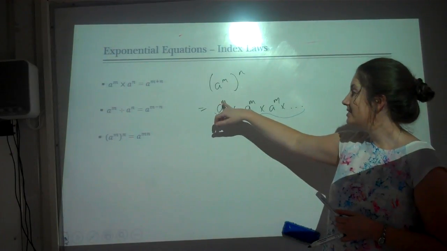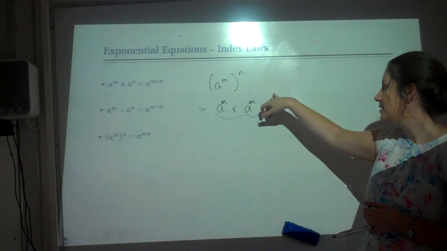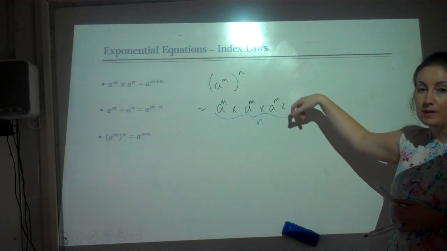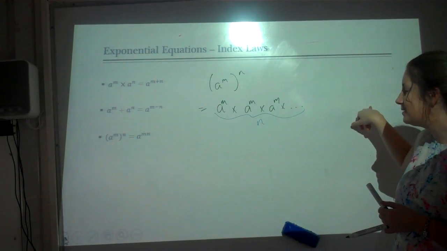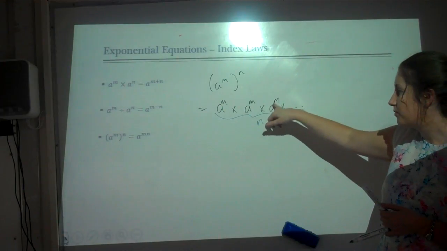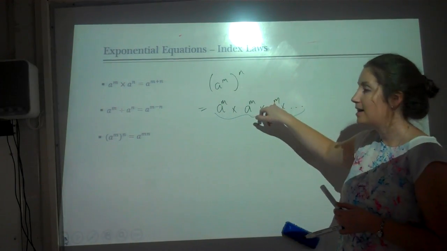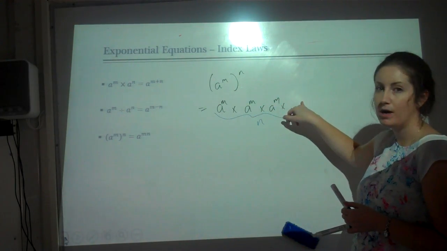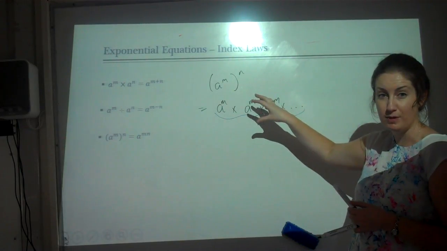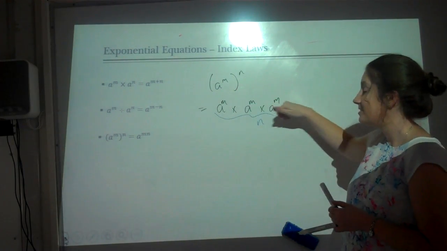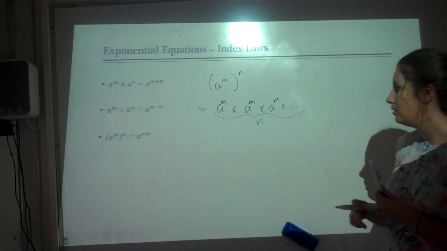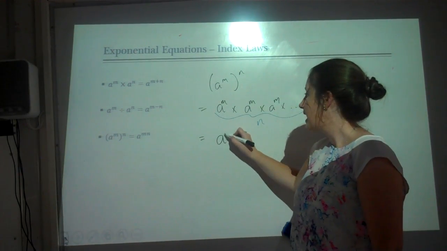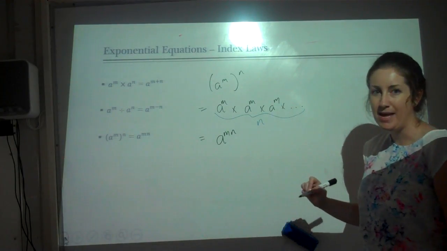If I'm adding my powers, m plus m is 2m, plus m is 3m, plus m is 4m. If I've got them n times, I'm going to be adding them together. So for 3, if the power was 3, I would have 3m. If the power was 4, I would have 4m, so I have 4 lots of those when I'm adding the powers. If it's there n times, that means I would have nm, lots of them. So we're getting a to the power of mn.